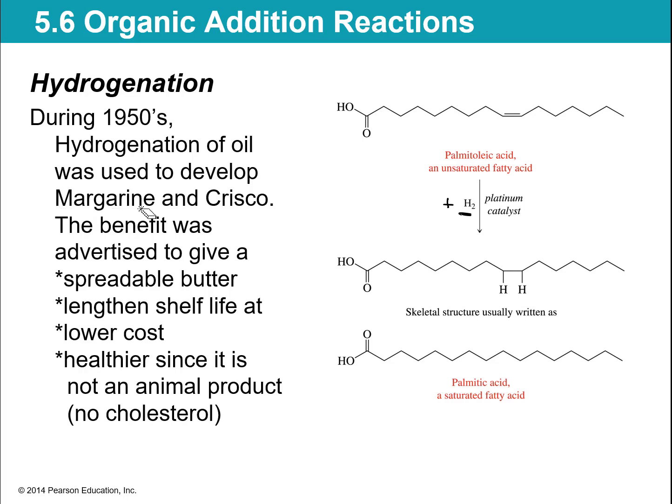That's what margarine is. Crisco. In the 1950s, for anybody that baked, this was the big commercial push: you should cook with this. Crisco and margarine are spreadable butter, right? If you've ever had cold butter on toast, you know it's not very spreadable. You try to spread it and it tears your toast all to pieces.